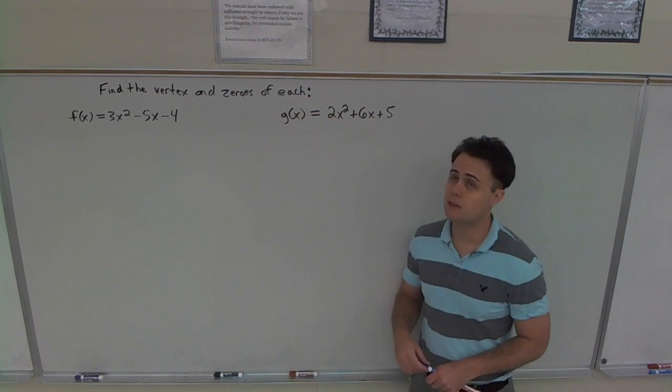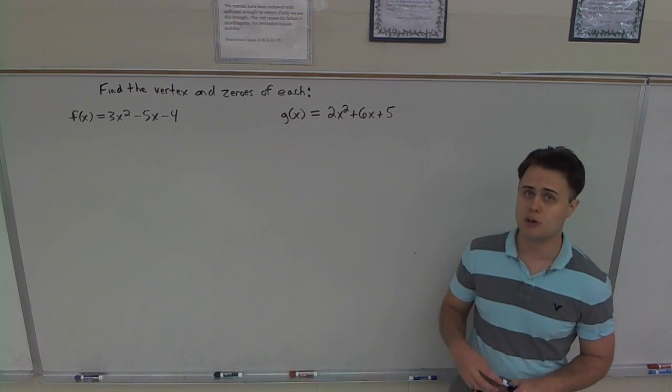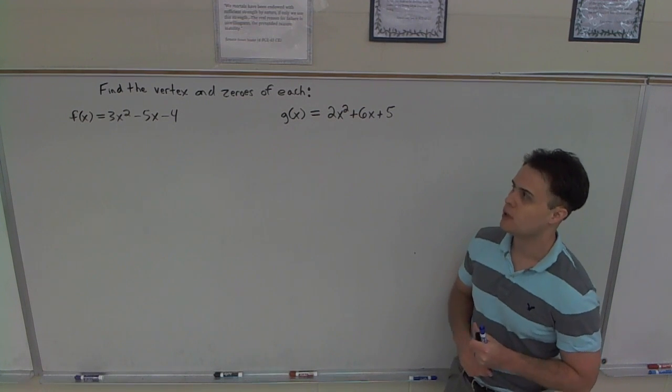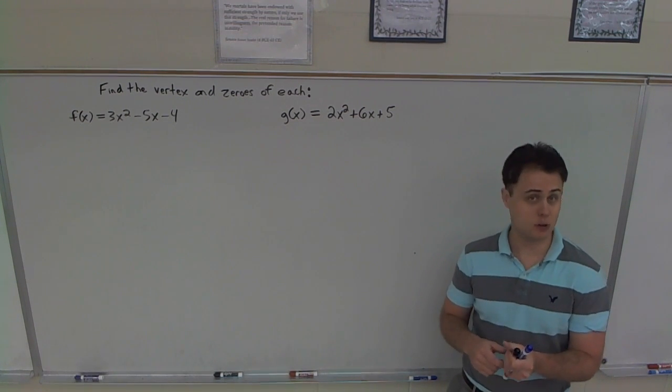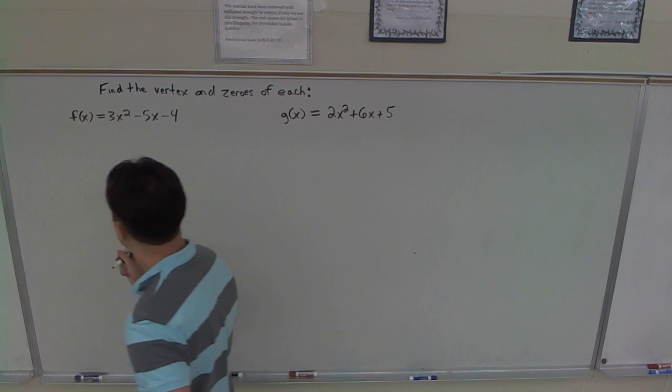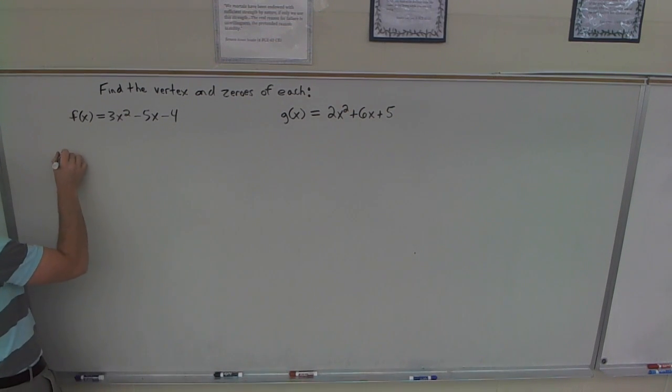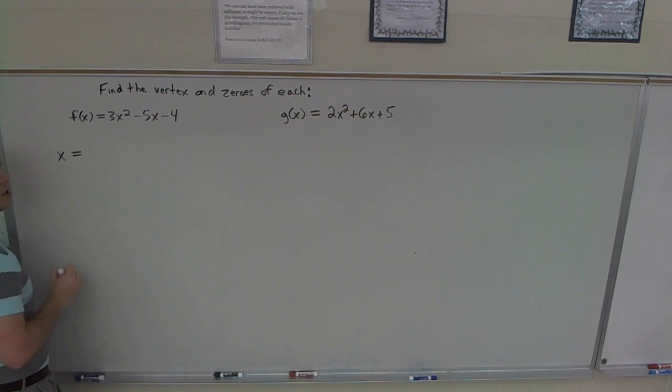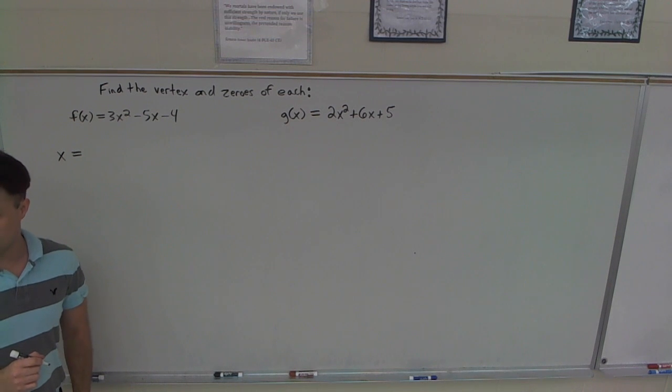Alright, so let's have a look this time at finding zeros of parabolas with the quadratic formula. And we'll also just find the vertex to put together the whole picture today. So, let's see. We're going to go x equals, can you guys help me out? How's the formula go again?